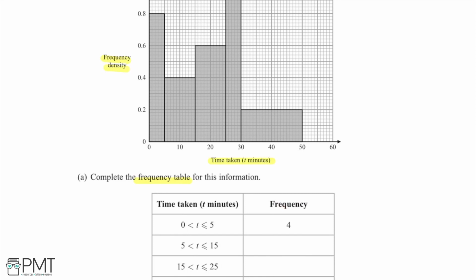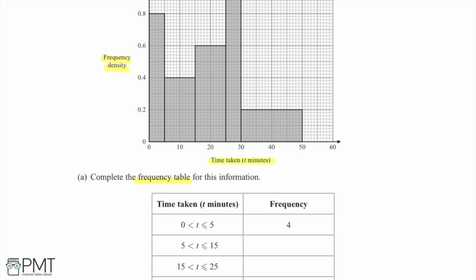So if I have a look at the first one, so we have 0 to 5, that's going to correspond to this bar here, 0 to 5. This is also known as the class width, so the x-axis is going to be taken as the class width, and the class width of this bar is 5 minus 0, so it's got a width of 5.